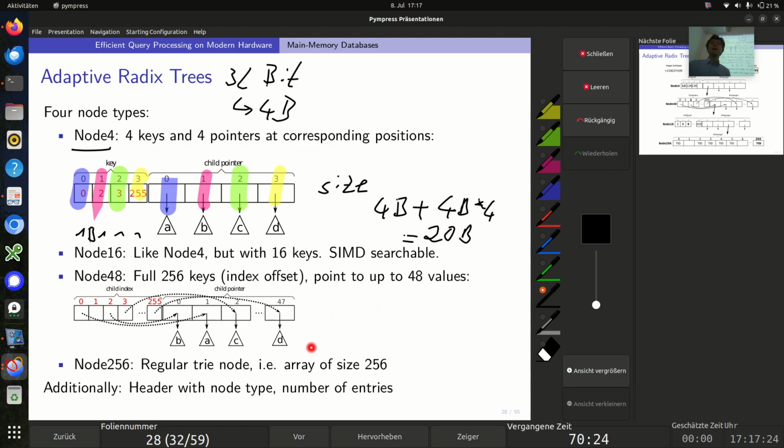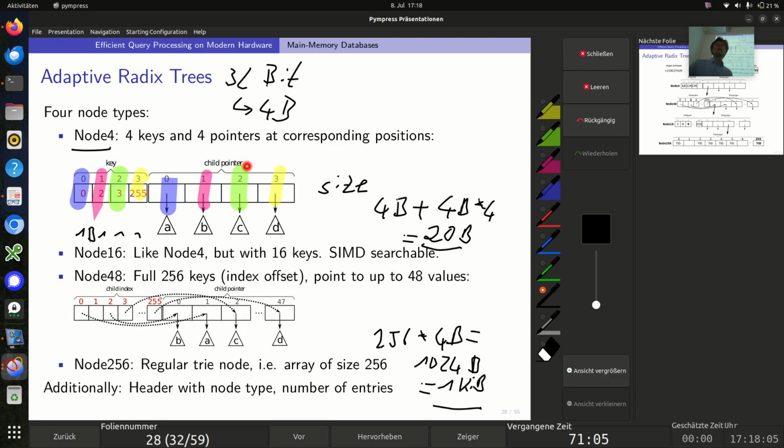And that was basically the idea. If we have a node 256, we have 256 pointers. So how big is it? 256, 512, so it's basically 1 kibibyte big. And therefore here you see the memory difference, 20 bytes instead of 1 kibibyte. And that's the idea why you have different kinds of nodes.